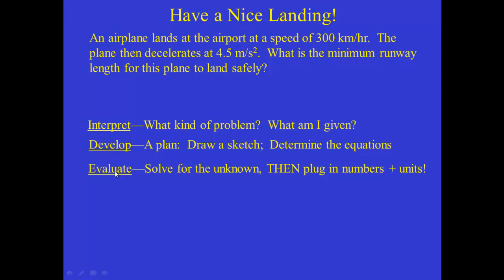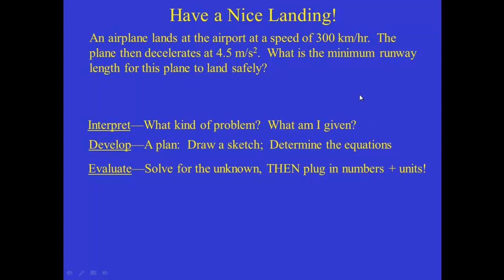Finally then, evaluate. We want to solve for the unknown, in this case the length that the plane is going to take to land, but we do this at first symbolically. We only use the symbols that are in the equations. We don't rush to plug in numbers. We wait until we have solved for whatever the symbol is that represents this runway length. Then once we get that solved for, we're ready to plug the numbers in. But we don't just plug in the numbers, we also carry along the units.